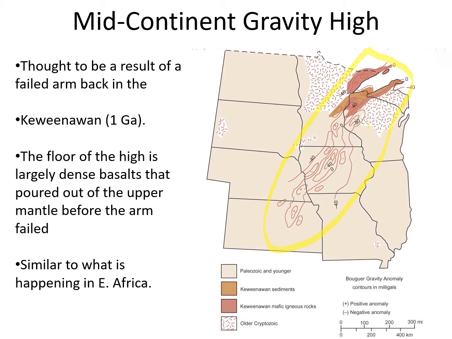Now, why did the mid-continent gravity high stop? I don't know. This happened. Same reason why the East African rift system stopped. Rifts can start and they can stop, and then they can start back up again sometimes.